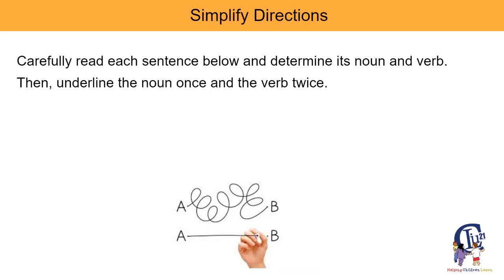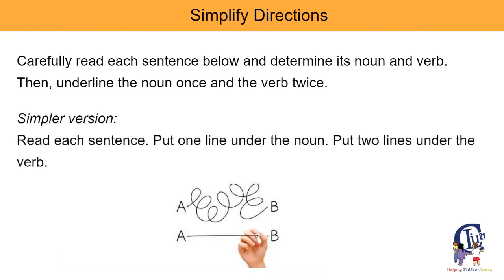You could take that direction for your ELs and simplify it. Read each sentence. Put one line under the noun, put two lines under the verb. As you can see, you took those sentences, you made them smaller and simplified the way that you explained it, which would make it clearer and more comprehensible for your ELs.